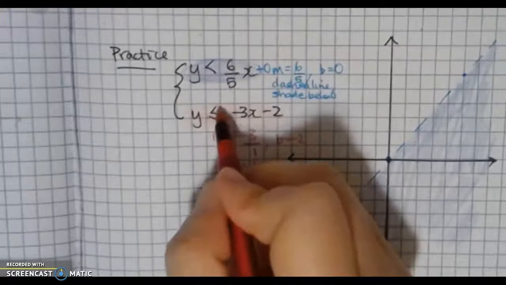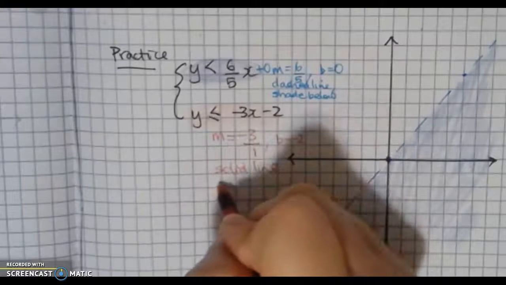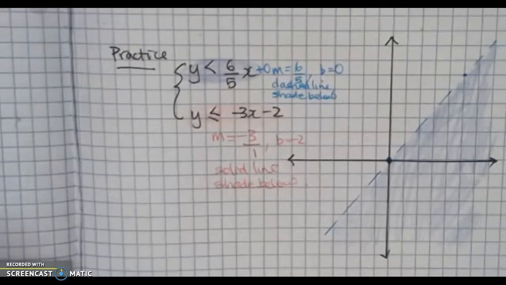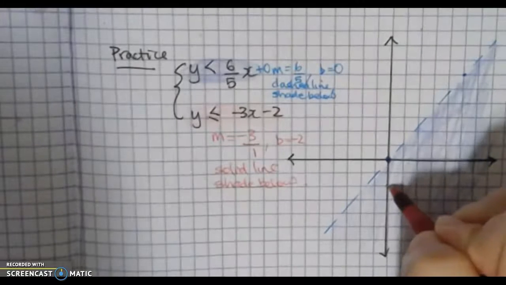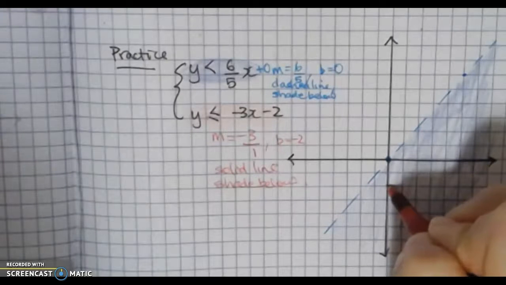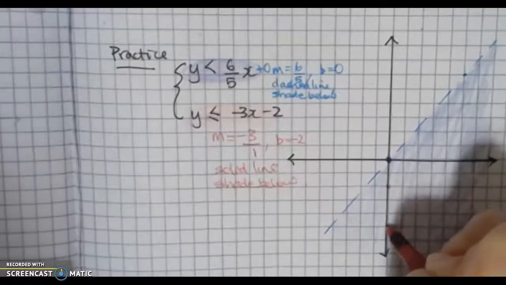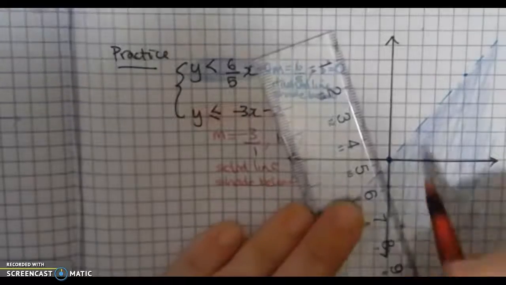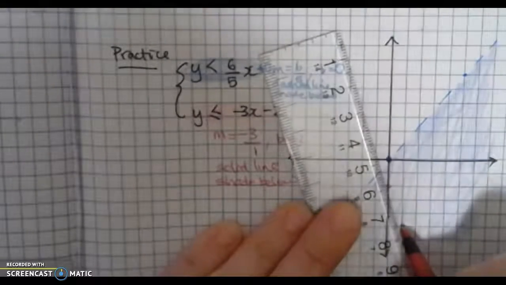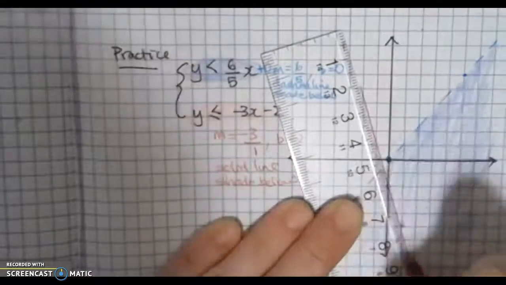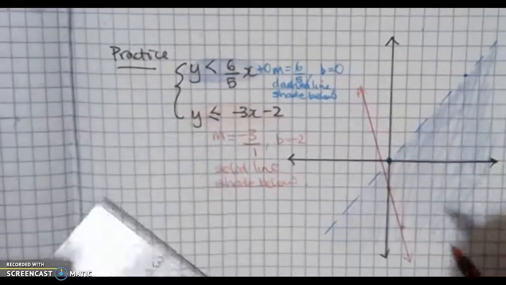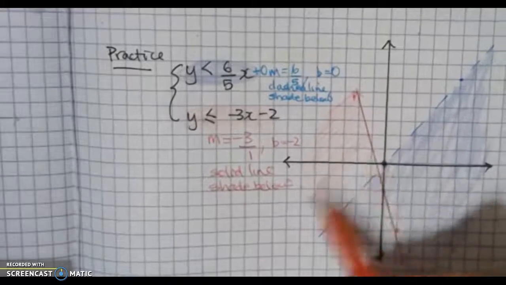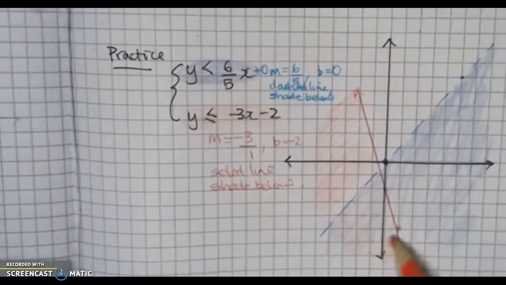And are we going to shade above or below? Y is less than or equal to, so it's going to be shade below. So let's do just that. -2 is my y-intercept, and from here slope is -3 over 1. So here we go. Get my ruler, and this time it's going to be solid line, and I am supposed to shade below. So if I shade below, it's going to be over here.